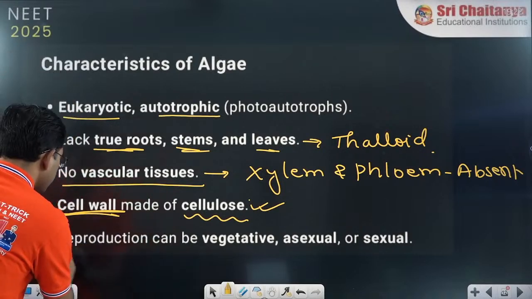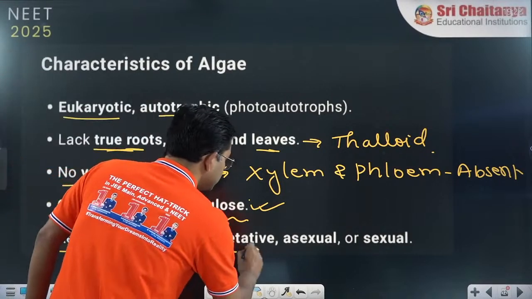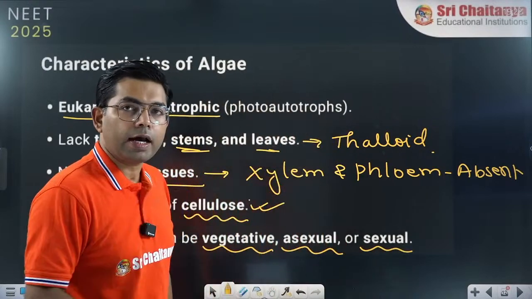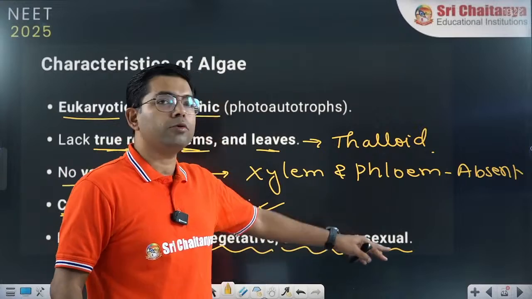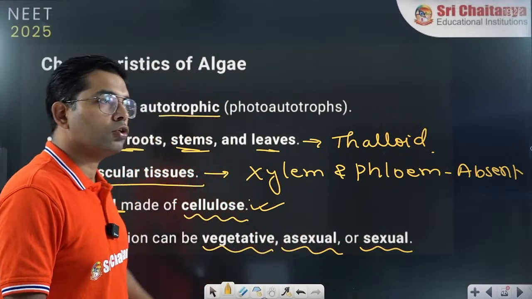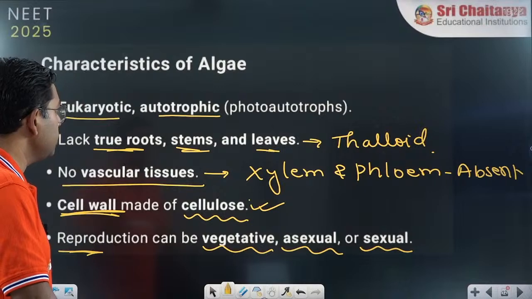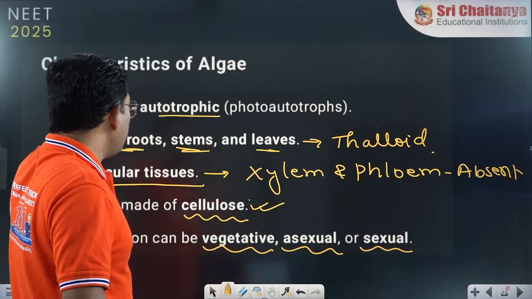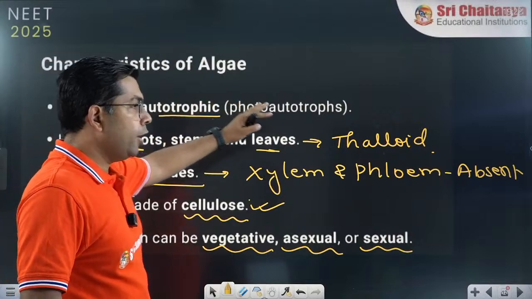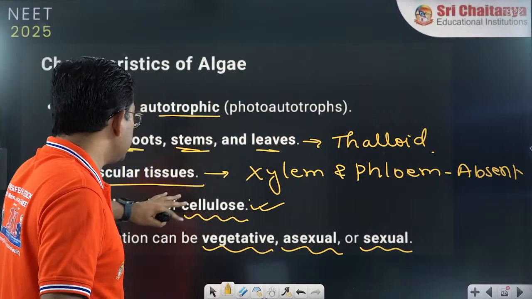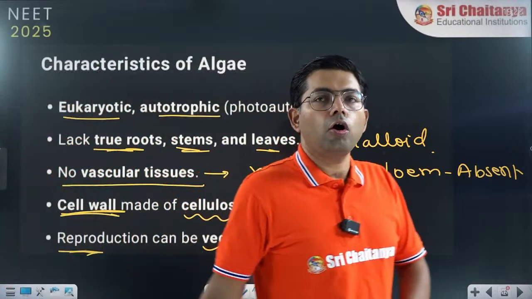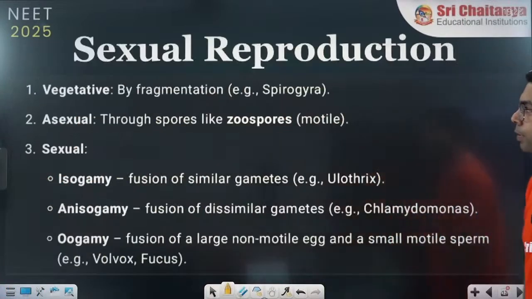And reproduction will be through vegetative, asexual and sexual. Remember kingdom fungi, there also all the three modes were present. Here also all the three modes will be present. So very simple, they are eukaryotic, autotrophic, thalloid body, vascular bundle absent, they have cellulose in their cell wall, and mode of reproduction is all the three modes are available.